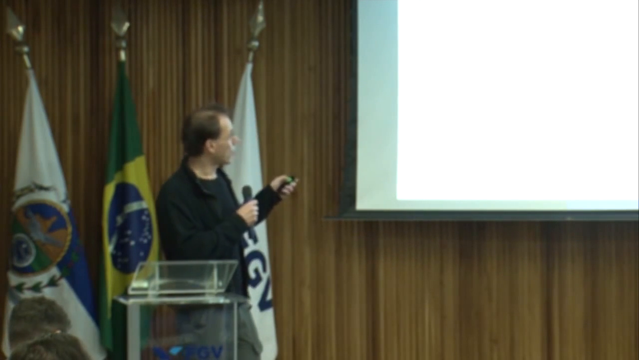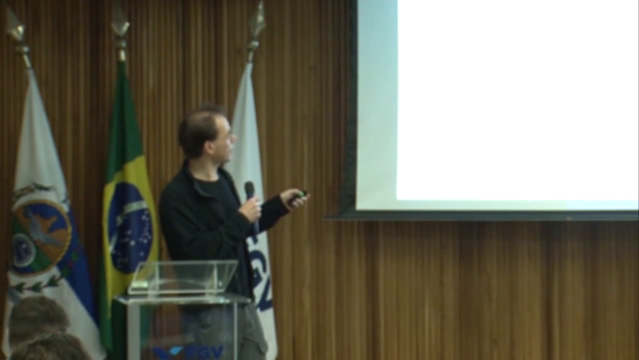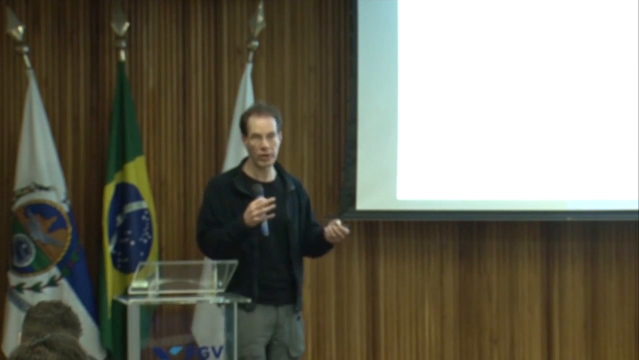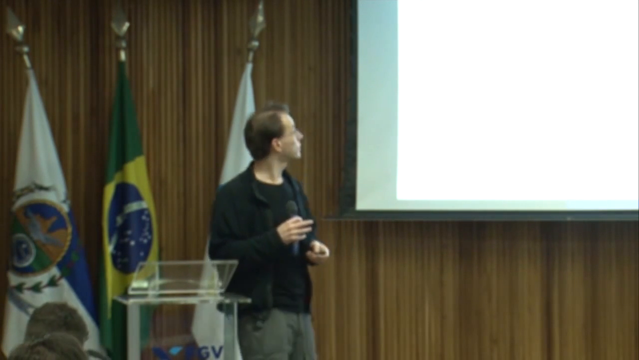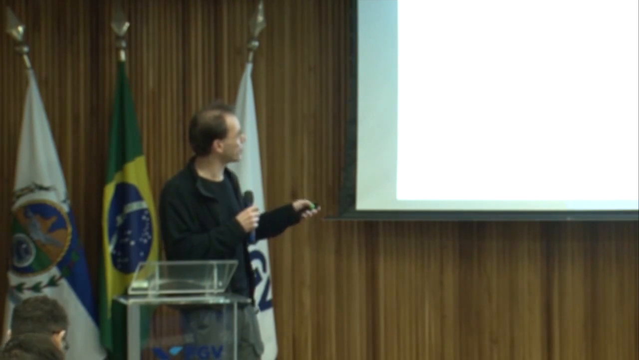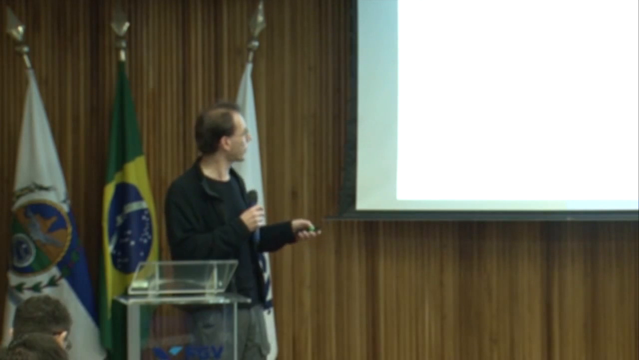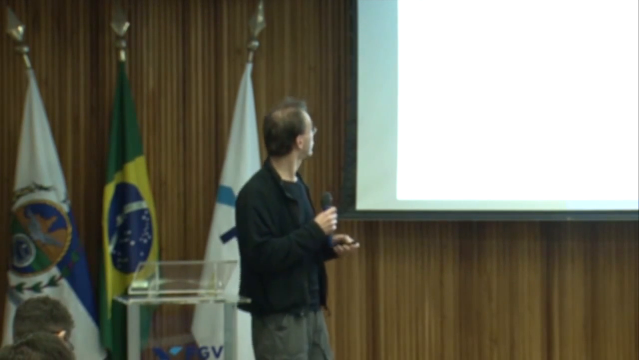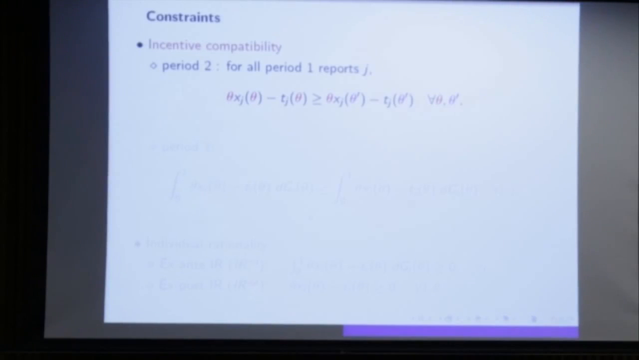Okay, so what is a direct contract? A direct contract is a menu of x, t, where there is a reporting about the I, the type, and a reporting later about the theta. So that's the general contract we have to consider, given the dynamic revelation principle. In period 1, the agent has to report his ex ante type, and in period 2, his theta type.